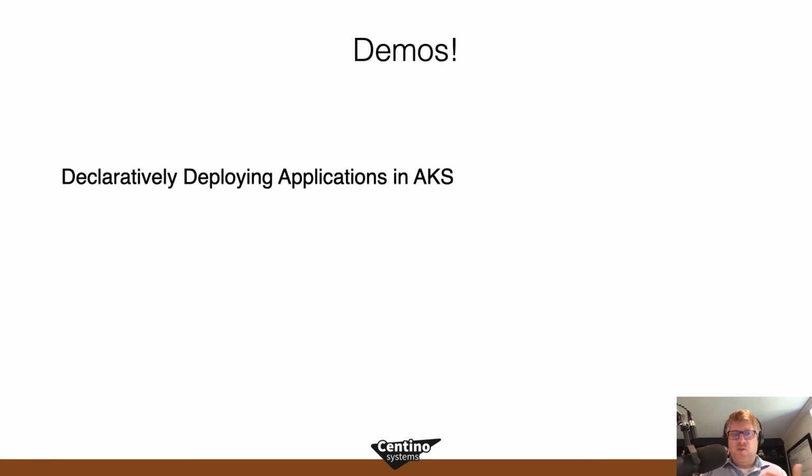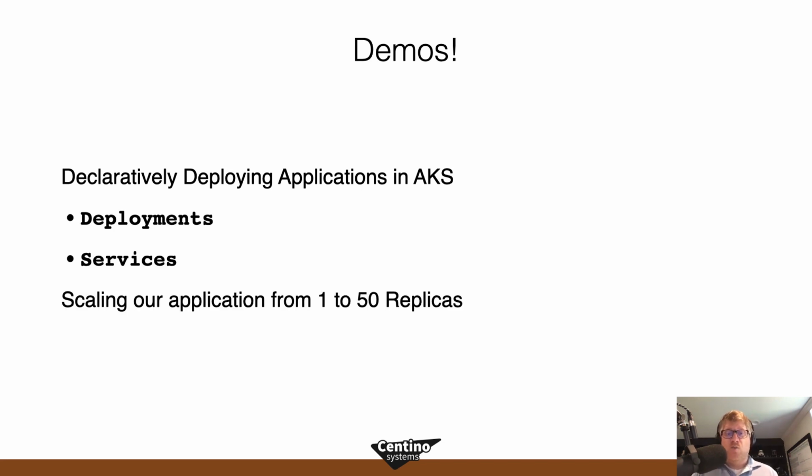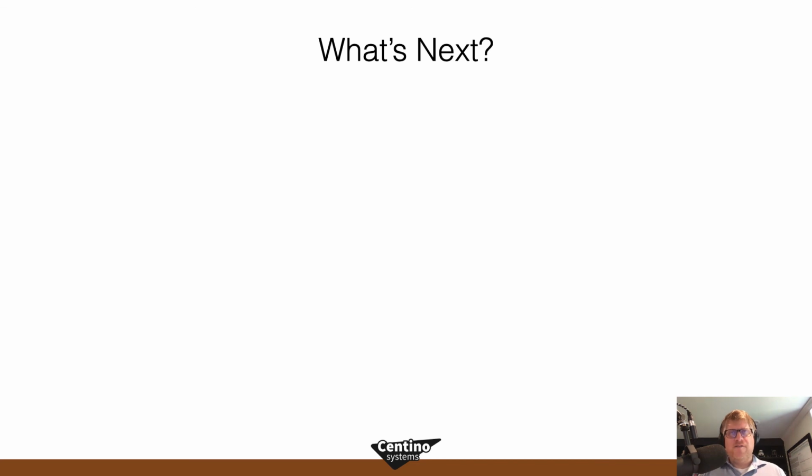So in our demos, we went through a lot. We deployed an application inside of AKS. We looked at deployments and services, and we scaled our application from 1 to 50 replicas. And we also rolled out a new version of our app. Again, this is crazy functionality if you're coming from the universe of building applications and deploying them on servers or virtual machines. And so where do we go from here? Like, what do we need to learn to really start doing this inside of production?